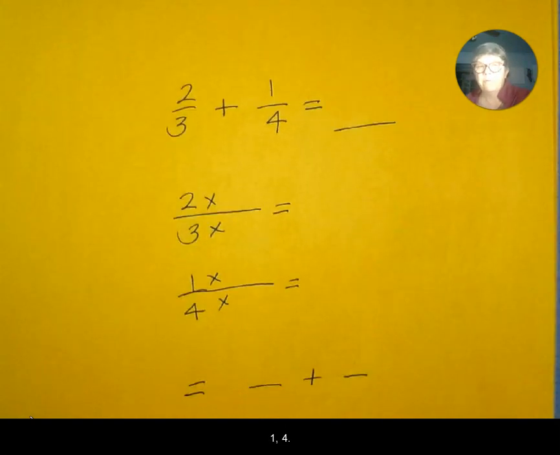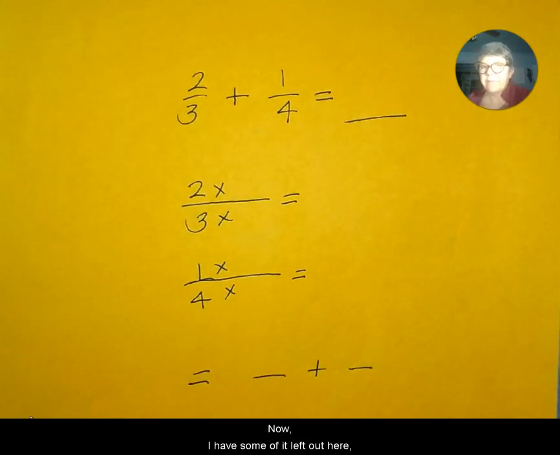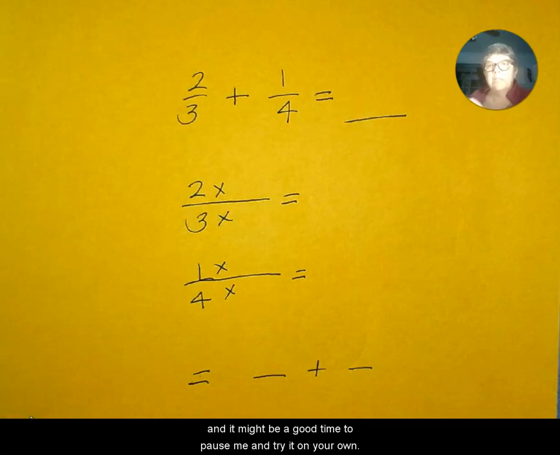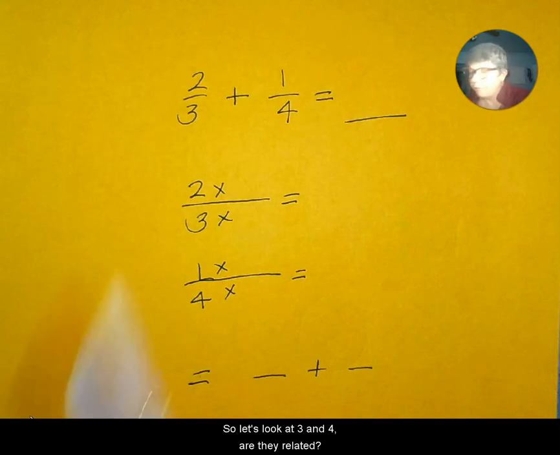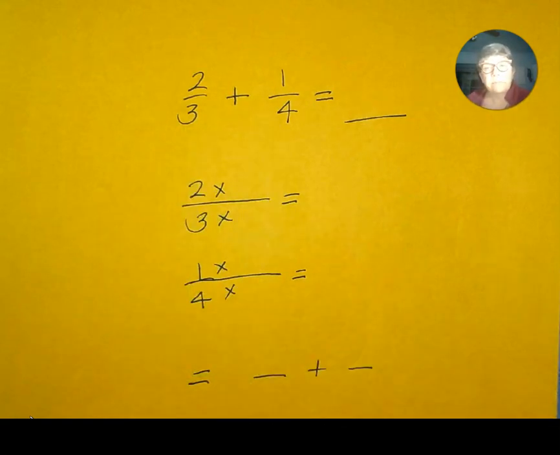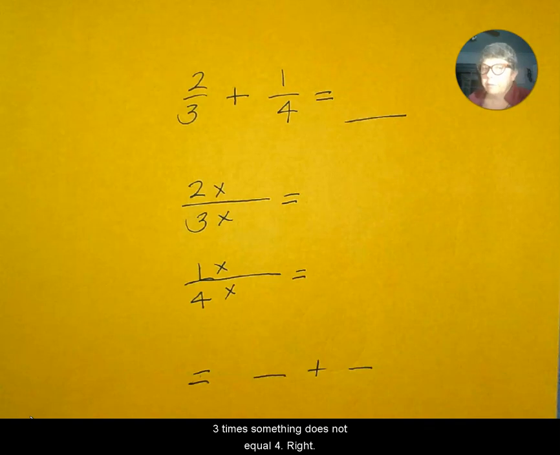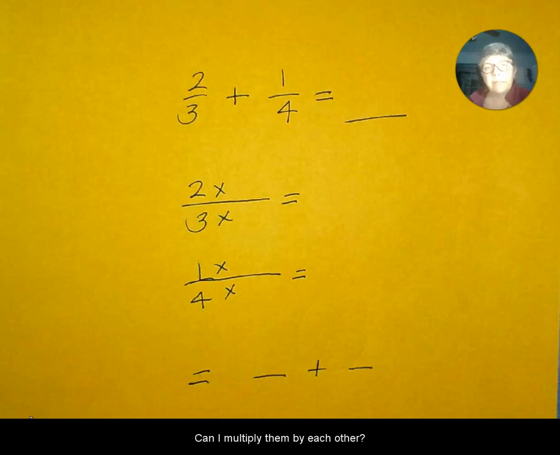2/3 plus 1/4. Now I have some of it left out here, and it might be a good time to pause me and try it on your own, right? I'm trying to release more of the responsibility to you, the learner. So let's look at 3 and 4. Are they related? 3 times something does not equal 4, right? 4 divided by something does not equal 3. Can I multiply them by each other? Sure, I can do that.